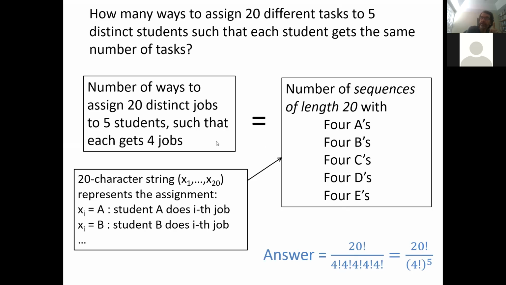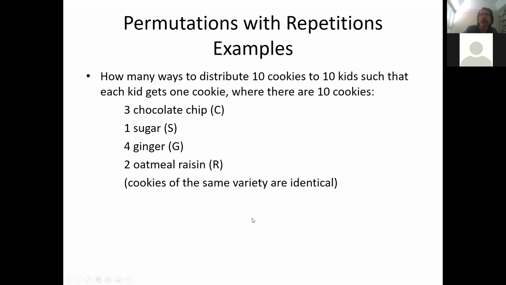If you try to think of having some characters representing the job and placing them in something like a student character, that might get you there, but it might be more difficult. Post on Piazza if you see a different way of counting this. But here's one way, which immediately applies the formula we just went over.